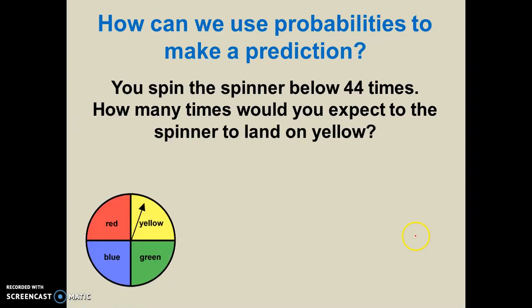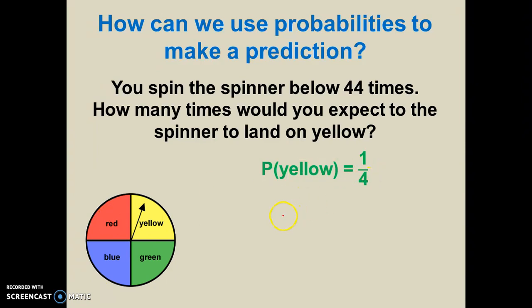Okay, let's try another one. You spin the spinner below 44 times. How many times would you expect the spinner to land on yellow? First, think about the probability of spinning the spinner and landing on yellow. What is that theoretical probability? Hopefully you said 1 out of 4. There is one section that is yellow out of 4 sections that are all equally sized. So our probability is 1 out of 4.